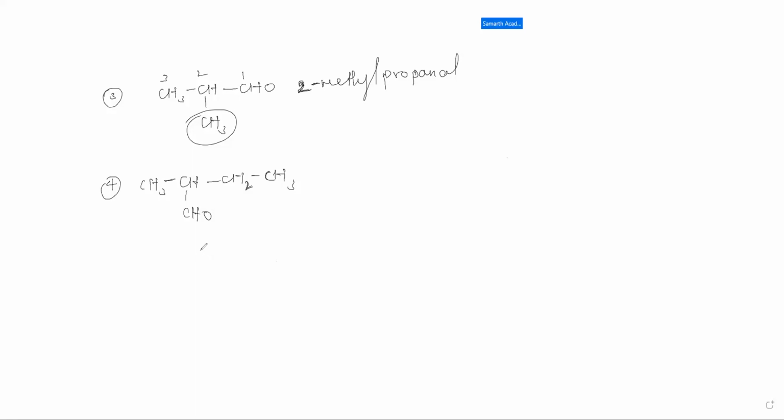So in this type of compound, the functional group is aldehyde. So we have to start numbering from here: 1, 2, 3, 4. And here CH3 is there. So that is a 2-methyl. So 4 carbon atoms are present. So that is butanal. So 2-methyl butanal.